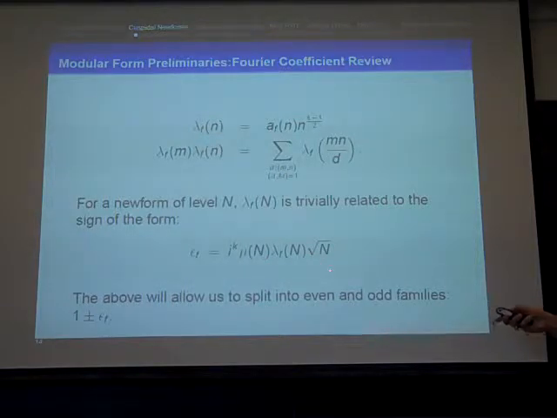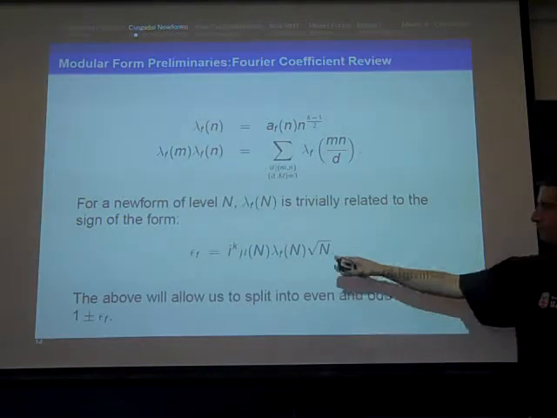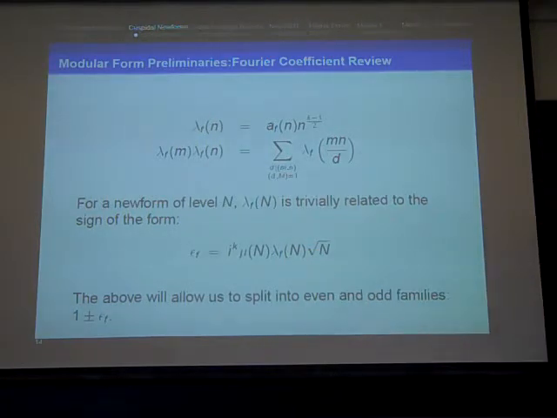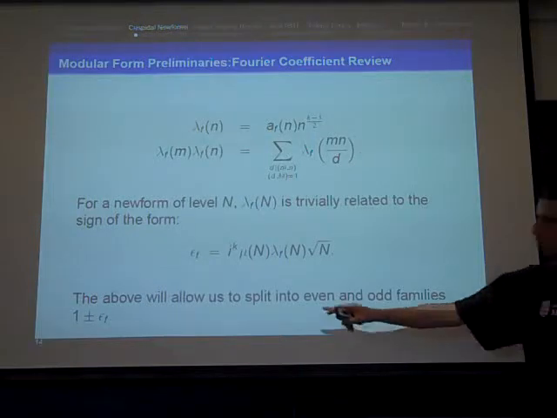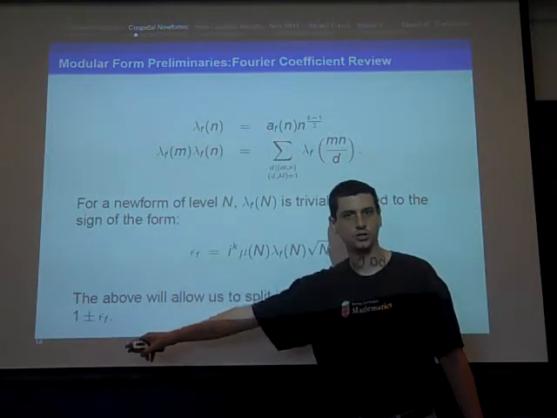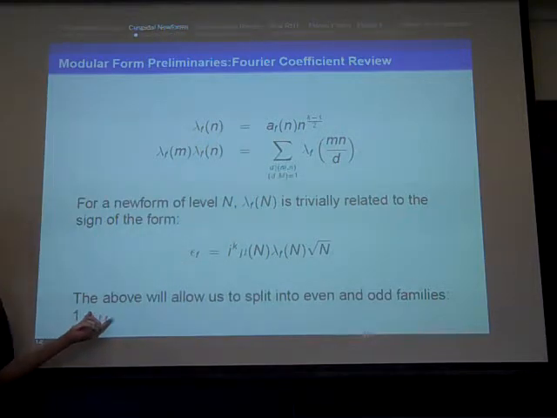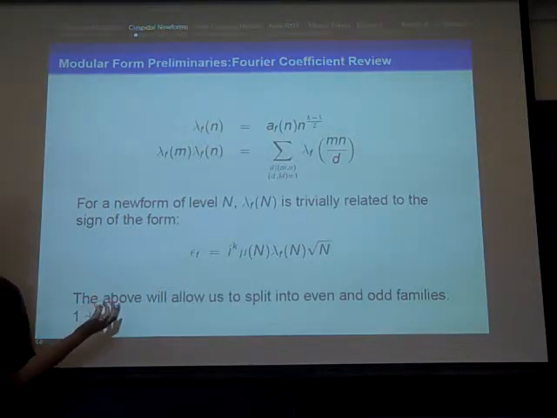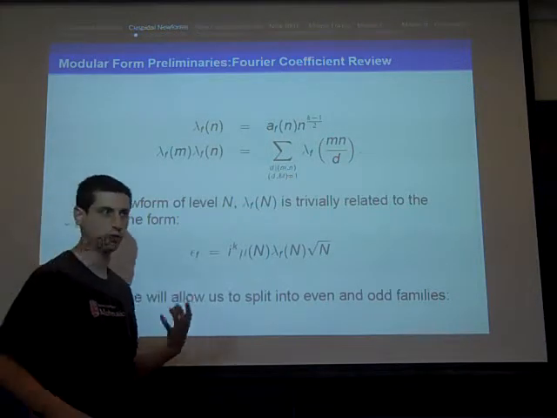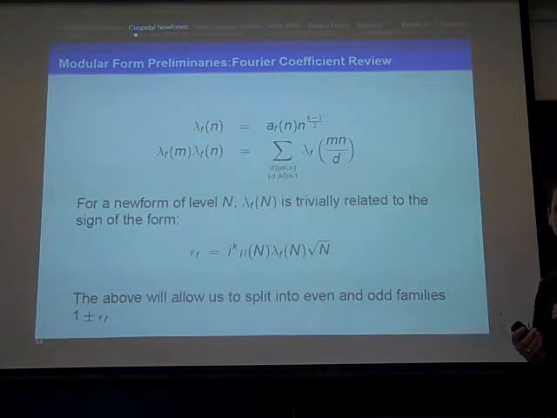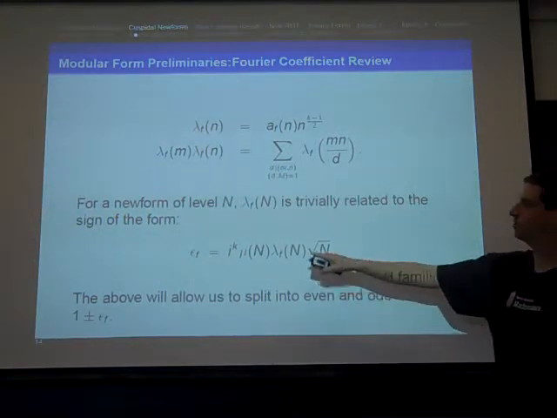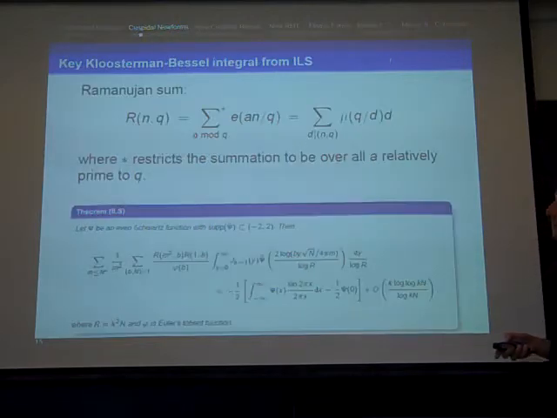Here's the meat. It's this lambda f of N term. So the coefficient at N is basically telling you, up to just trivial things to add, what the sign of the functional equation is. So this allows us to split into even and odd families by looking at 1 plus or minus epsilon f. So if I multiply something by 1 plus epsilon f, if epsilon f is equal to 1, I multiply by 2, and I just double the contribution. If epsilon f equals negative 1, I've multiplied by 0, and now it's vanished. So if I want to just understand the sum over the even forms, I multiply everything inside by 1 plus epsilon f. Epsilon f is really just multiplying by an extra coefficient here.